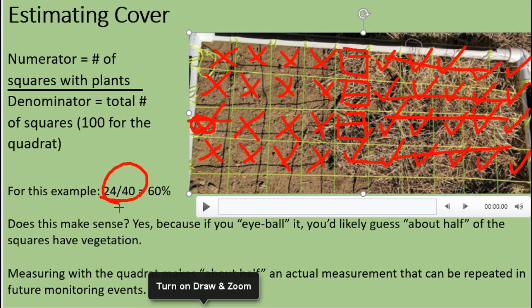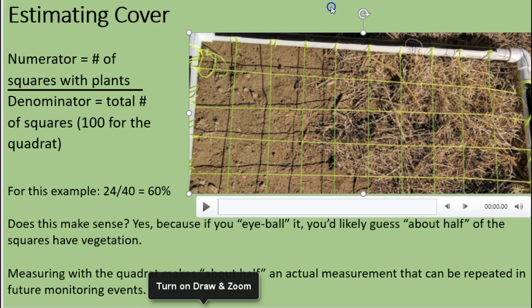Does this make sense? Yes, because if you just eyeball it from the very beginning before I wrote all over it, you can see that about the left half is empty and the right half is full, and that is about 1/2. So that might be your really rough guess. Measuring with the Quadrat turns about half into an actual measurement that can be repeated in future monitoring events.